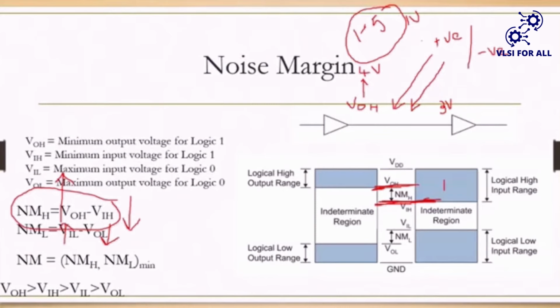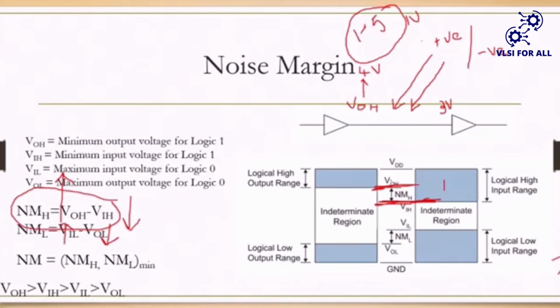Remember, suppose the noise margin for high and the noise margin for low are different values, then you need to consider the minimum one. That means the worst case possibility. So remember, in your interview or written test, whenever the noise margins are different for high and low, please take the minimum noise margin as the design noise margin.